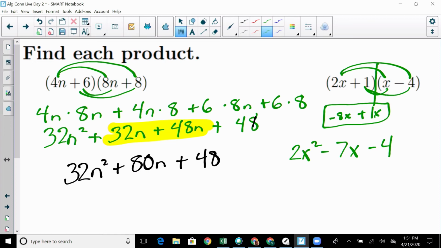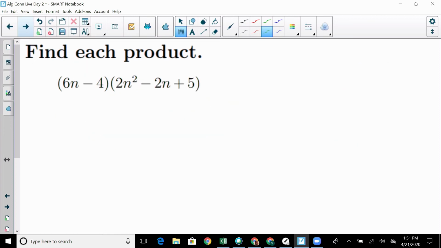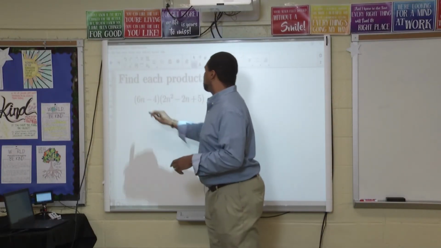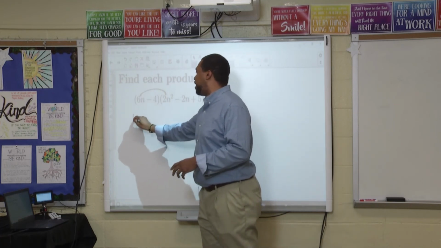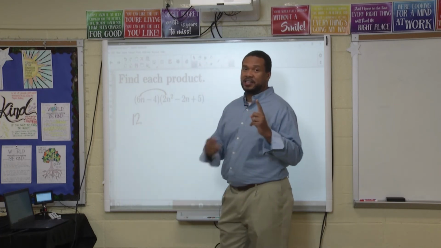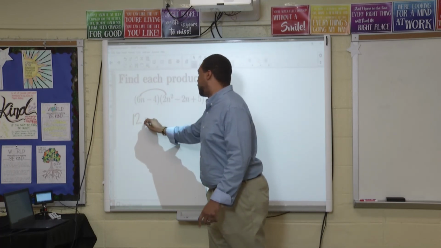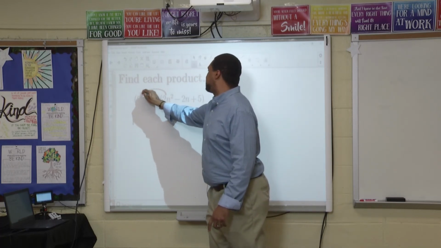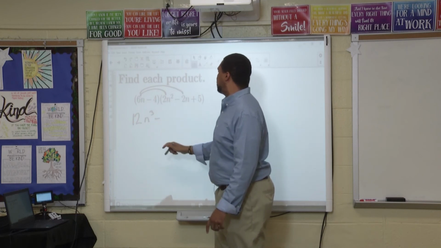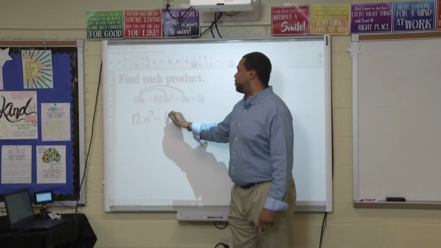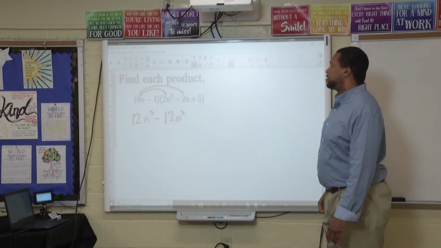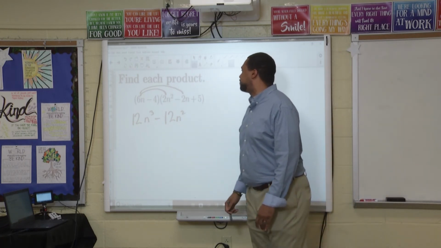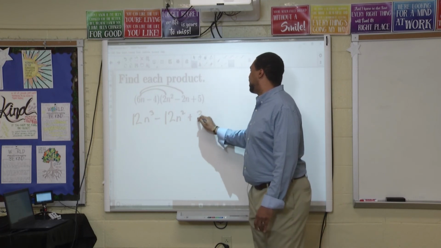What if we have a binomial and a trinomial, 2 terms and 3 terms? So we would multiply 6n times 2n to the second. 6 and 2 is 12 when multiplied. N squared is n to the third. 6n times negative 2n, so that is 6 times 2 is 12, n to the second. 6n times 5 is 30n.